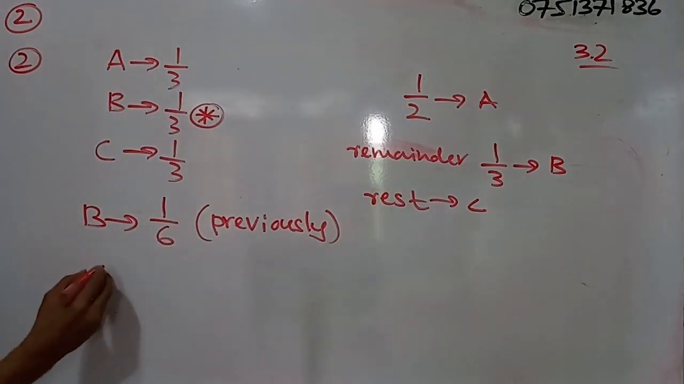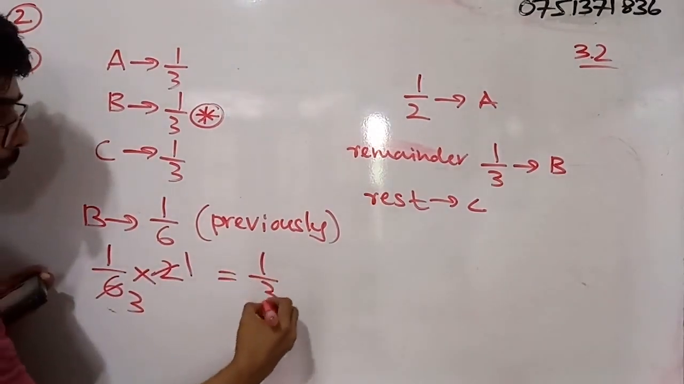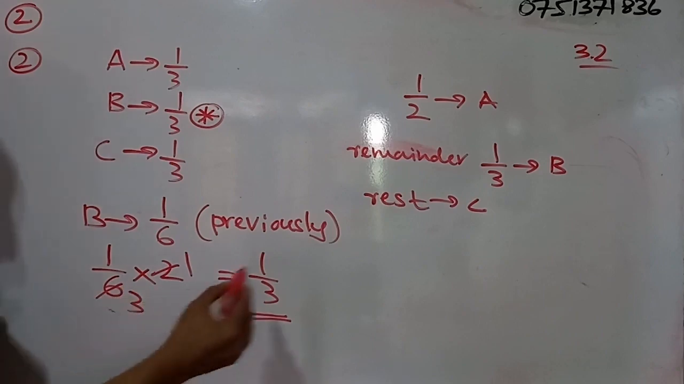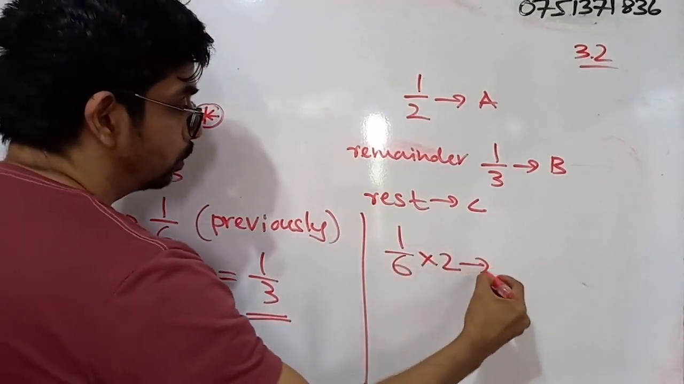So what do we need to do? Take 1/6 and multiply it by 2. So 2 times 1, 2 times 3. So we get what? 1/3 as the answer. So that is correct. Right? So the statement is true. Okay? If we take 1/6 and multiply it by 2, we get what?